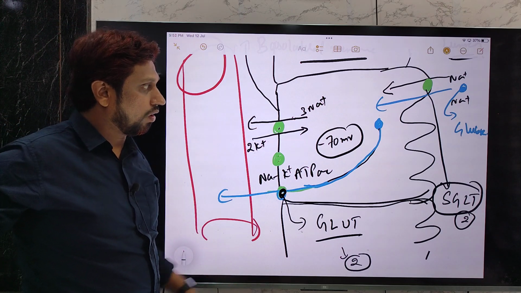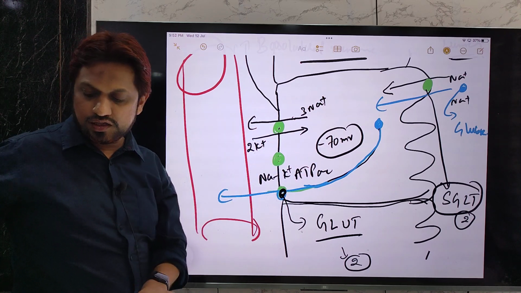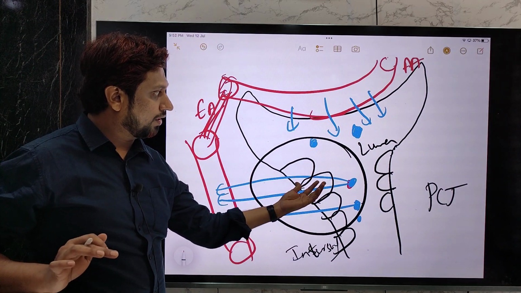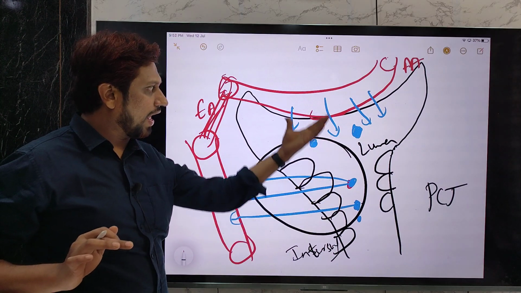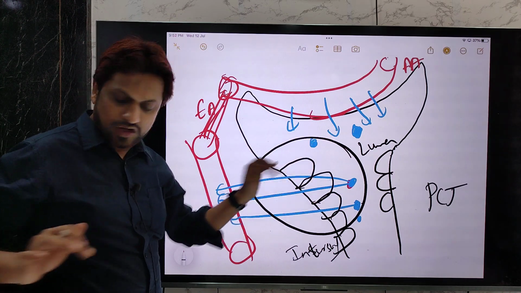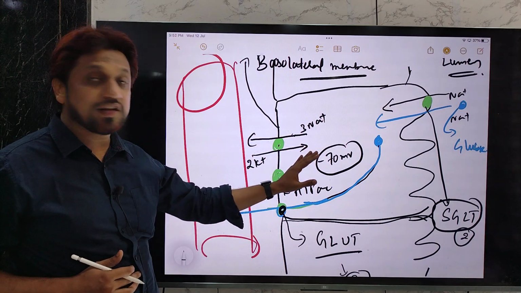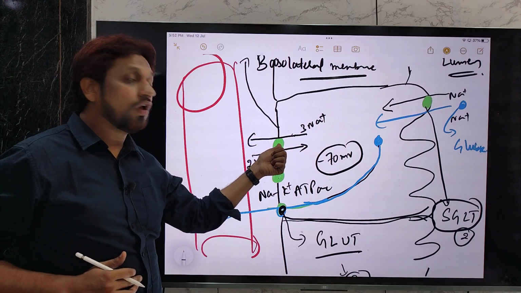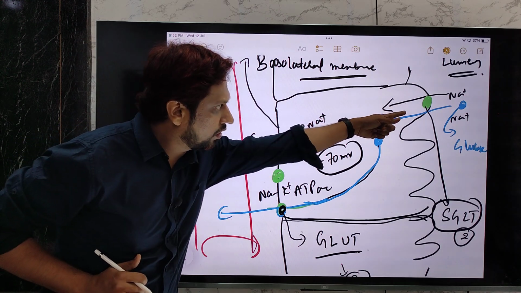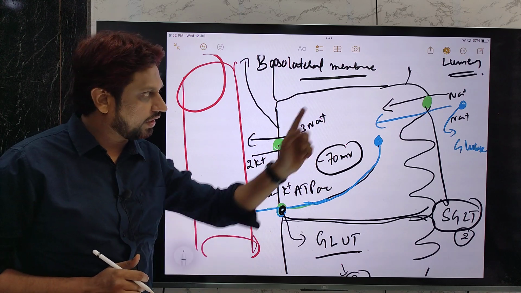So here on the proximal convoluted tubule epithelial cells, where is this one? This one, the proximal convoluted tubule epithelial cell. This is a nephron. Nephron has glomerulus, Bowman's capsule, proximal convoluted tubule. The proximal convoluted tubule epithelial cells we have enlarged. So on the epithelial cells, on the basolateral membrane we have the sodium potassium pump, and on the brush border we have the sodium dependent glucose co-transporter. That is secondary active transport.